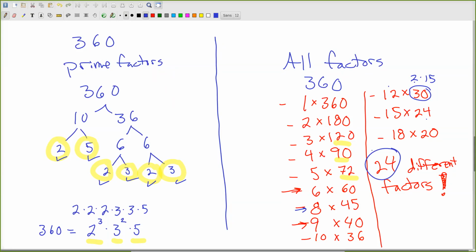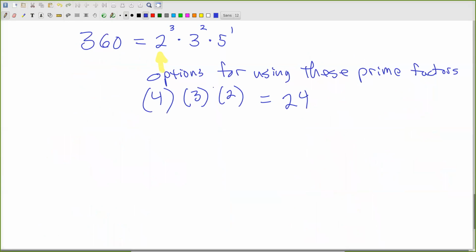So if I know the prime factorization of a number, all I have to do to guess at how many factors there might be is to just take the power and add 1, right? 3 plus 1. Take the power and add 1. 2 plus 1. Take the power and add 1. 1 plus 1. And then if I multiply all those ways of using the factors above, that gives me the total number of options in the end. So there should be 24 factors there.